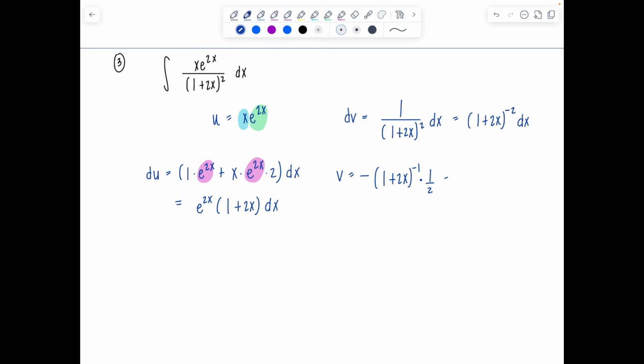This looks disgusting. Let me write it as negative 1 over 2 times (1 plus 2x). Do you feel better a little bit? With the 2, the 1/2. Let's do it like that. Is that okay? All right, cool.